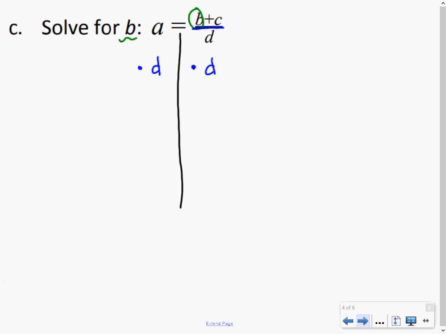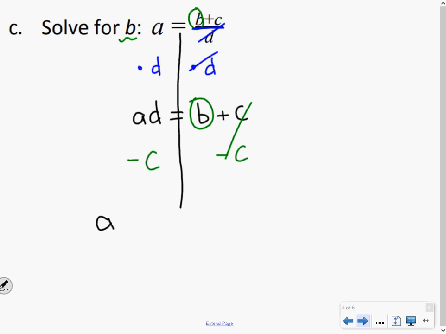Now, when I multiply the left side by D, A times D is just AD. And on the right side, we know that the D's are going to cancel out now. So those are gone. And we're just left with B plus C. So now it's going to be a lot easier to get B by itself. Because all we need to do at this point is subtract C. Cancels here. And we get our final answer. A times D minus C is equal to B.